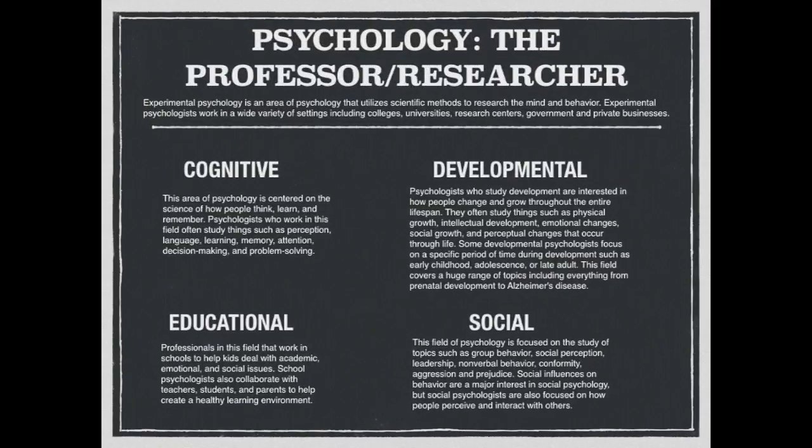Now let's say that you would rather teach and conduct research. The psychologist at the professor researcher level can go into cognitive psychology, educational psychology, developmental, and even social psychology. Typically, these researchers hold PhDs and work at university settings.